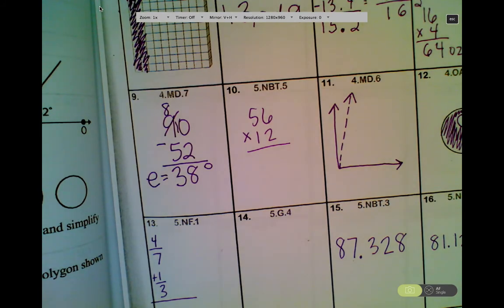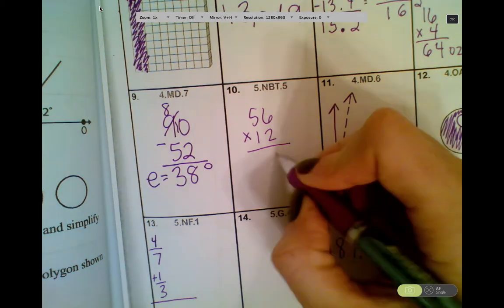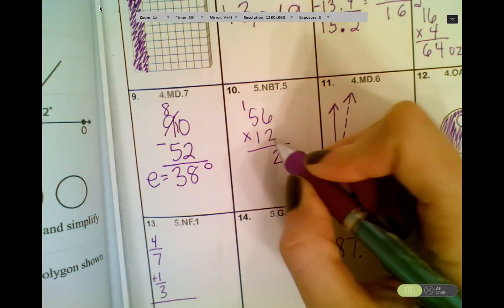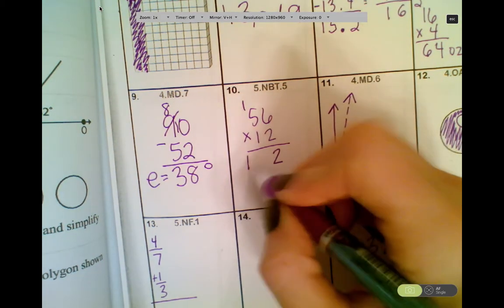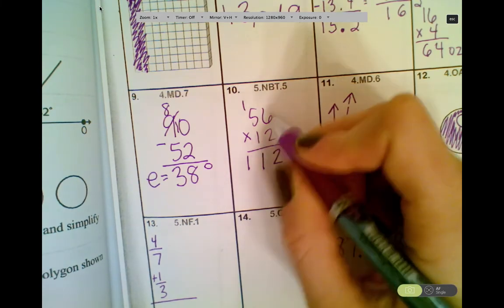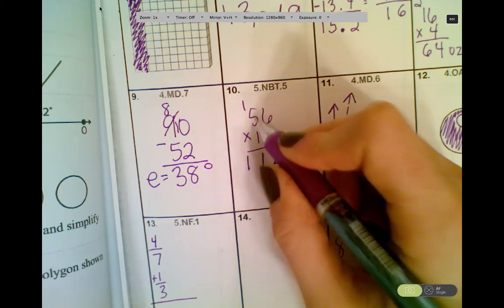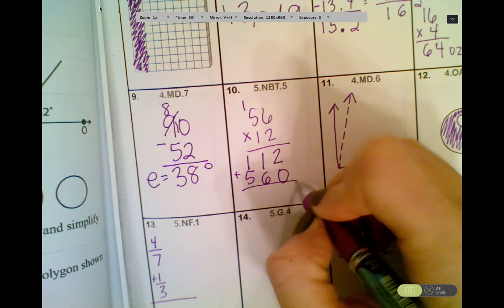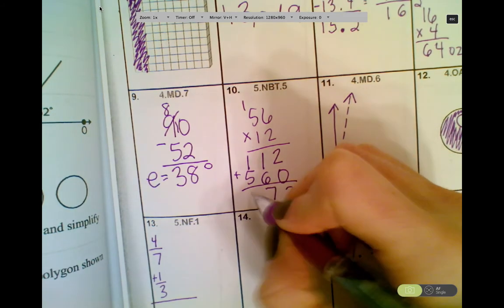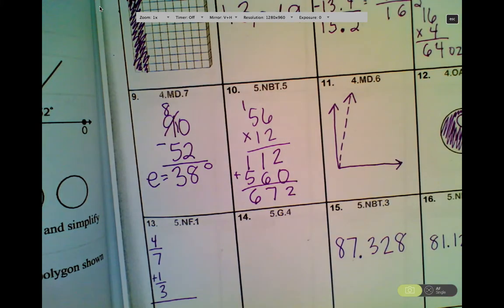Number 10, 56 multiplied by 12. We'll solve this. 5 times 2 is 10 plus 1 is 11. 1 times 6 is 6. 1 times 5 is 5. We'll add these together. My answer is 672.